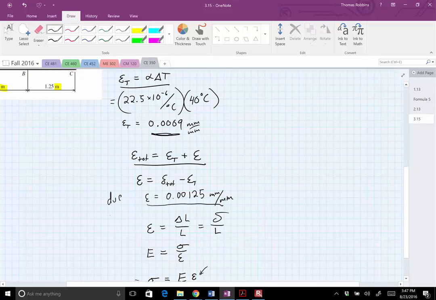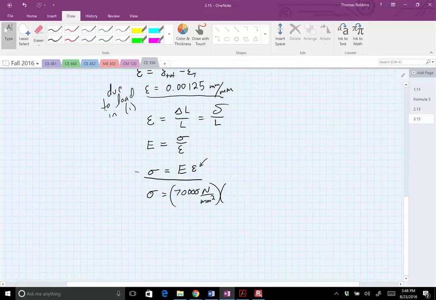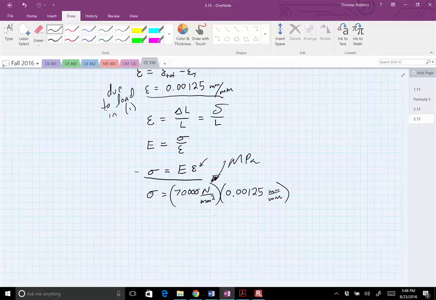which was our strain due to load in member 1, right? So 0.00125 millimeters over millimeters. So the units, I wrote out this because in my head I was thinking about going somewhere else with this, but I guess we could have left that as megapascals or even gigapascals. I'm trying to do a little bit of work to keep the units in line so we can see this for another purpose, but it should work out just fine.